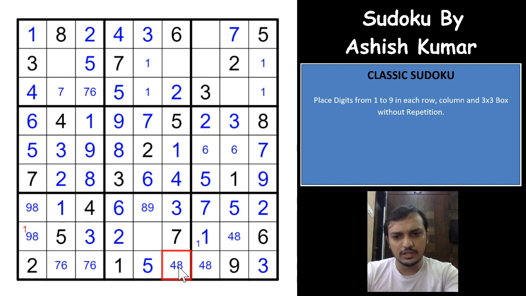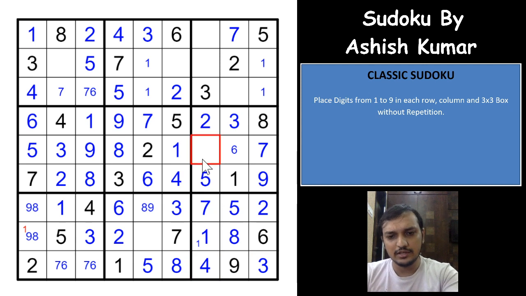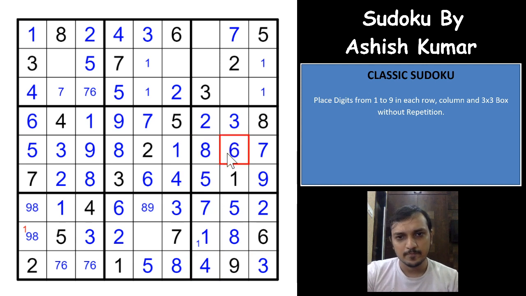Okay, this 4 gives you an 8 here, a 4 here, and this 4 gives you an 8 here, and that gives you an 8 here, this would be a 6, and this 8 gives you an 8 in one of these two cells, sorry, this cell would have to be a 4, right?